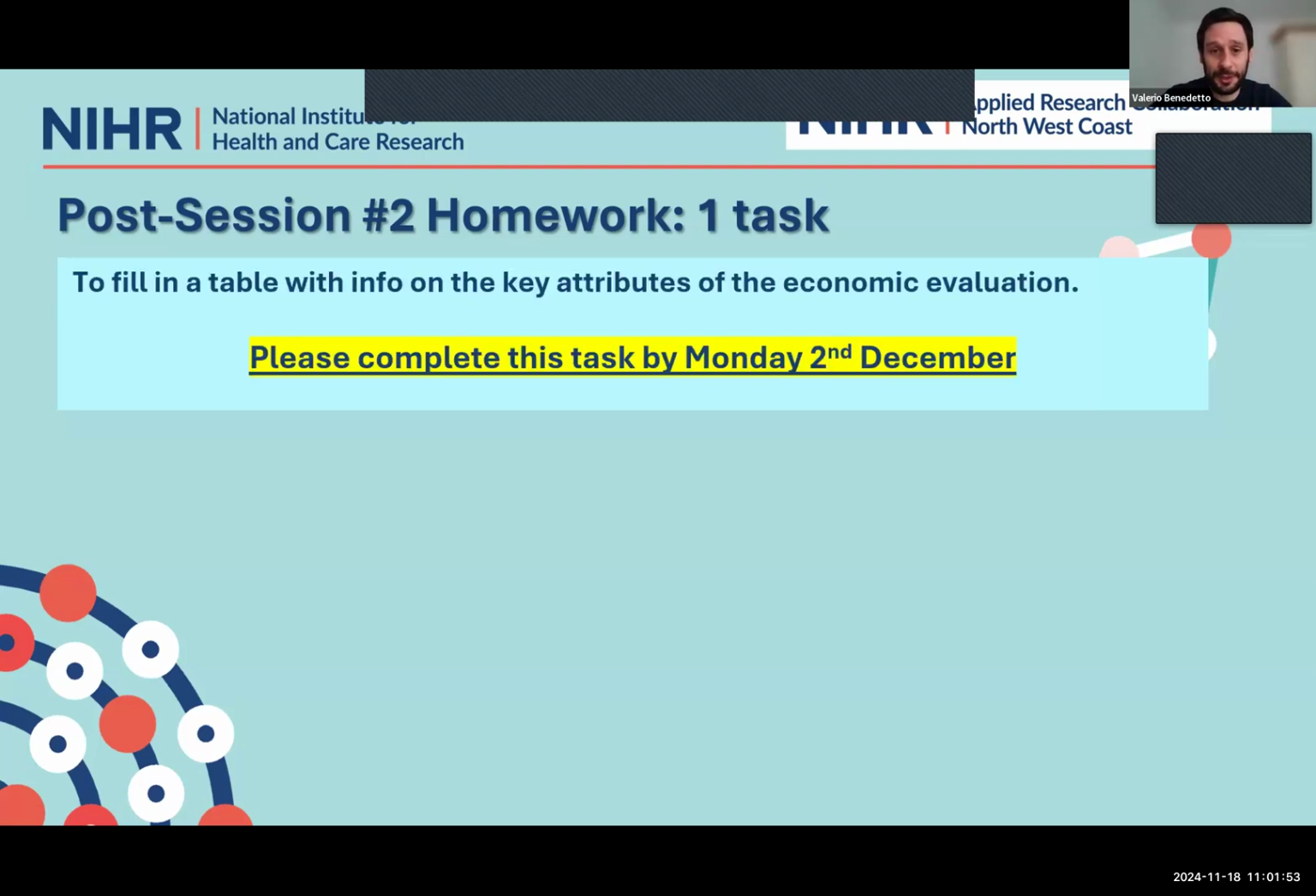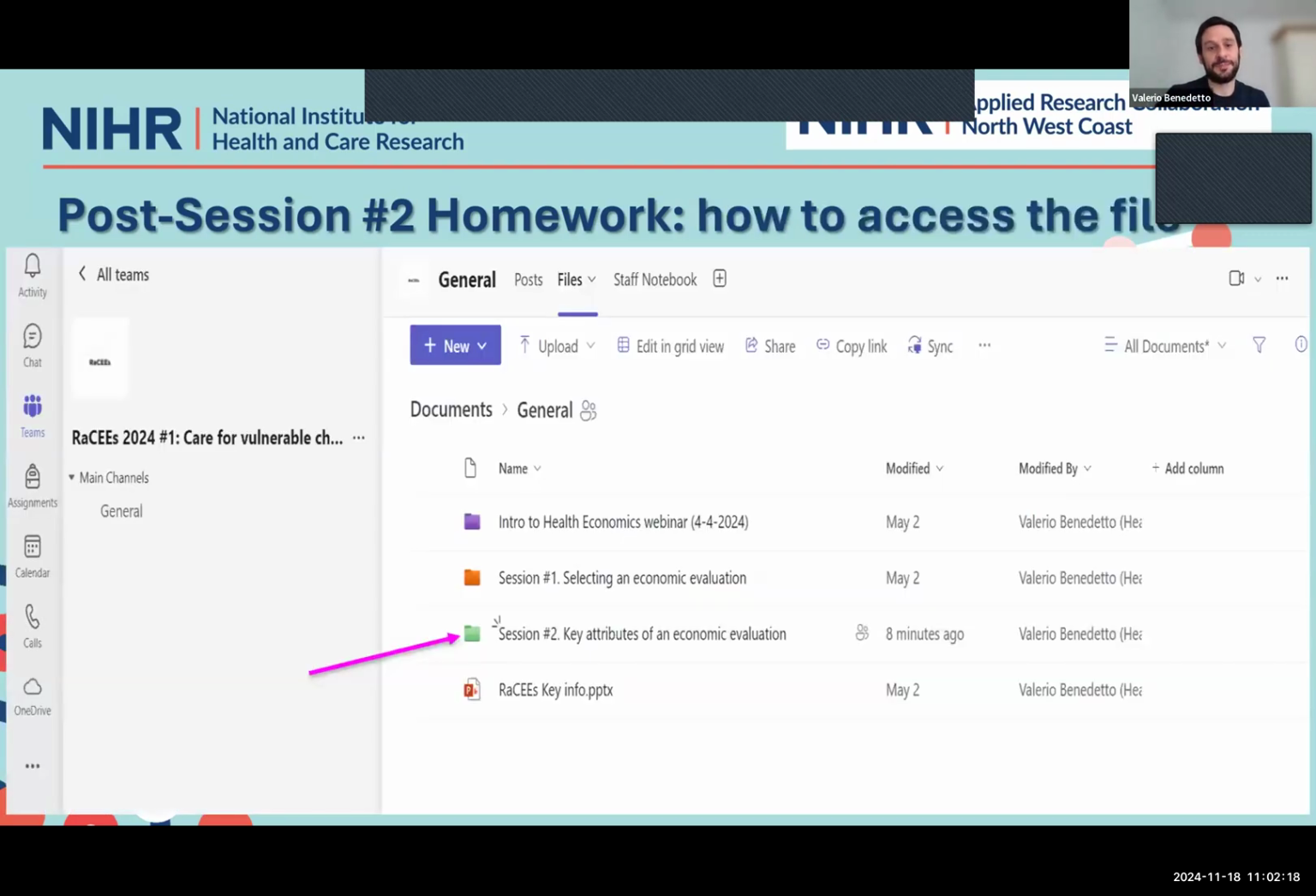So all we talked about today, modeling techniques especially, is just to give you some reference. If you see decision tree or Markov modeling in your paper, you can have a look at the slides, so you're a bit more familiar with these terms. Following this session, we're going to ask you to fill in a table with info on the key attributes of the economic evaluation, and we're going to ask you to complete this task by Monday, the 2nd of December. Next slide, please.